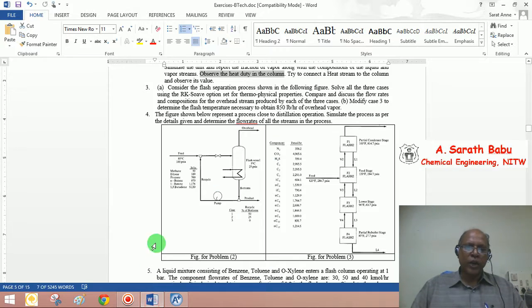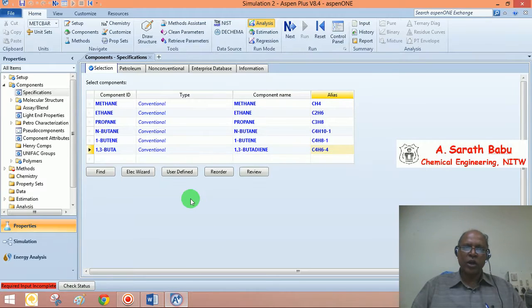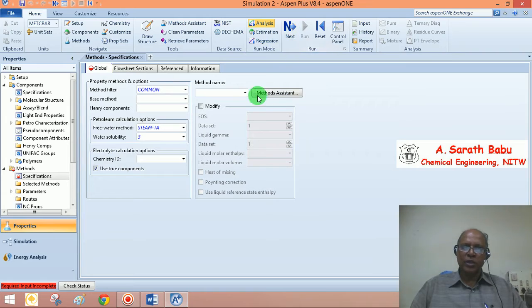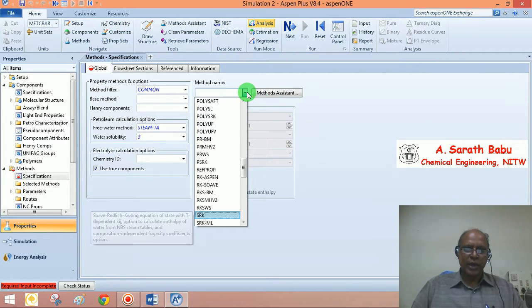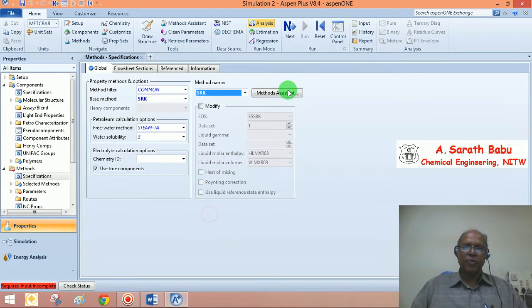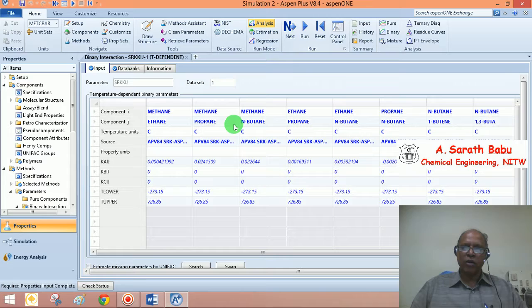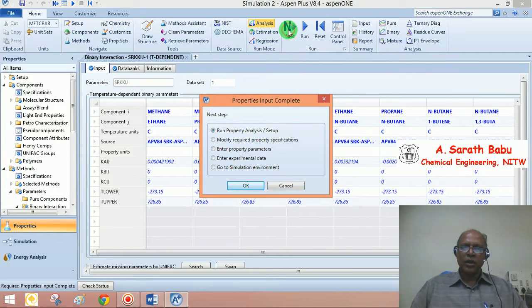I think we were able to take care of all the components being handled in this problem. Anyway, it is already mentioned that you are required to use the Redlich-Kwong-Soave equation of state for estimating the properties. So let me consider this as SRK, Soave-Redlich-Kwong equation of state. Having selected the property model, you are now required to specify the input, so go to the simulation environment.